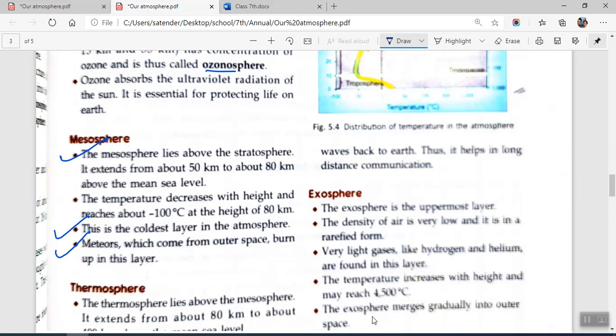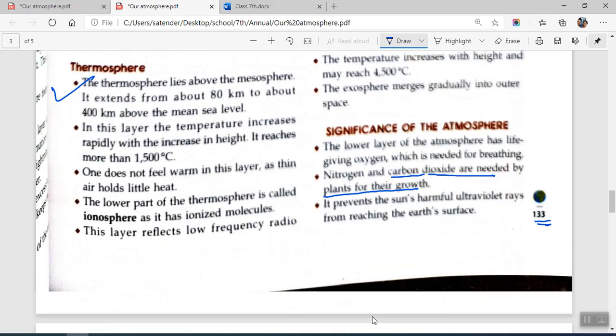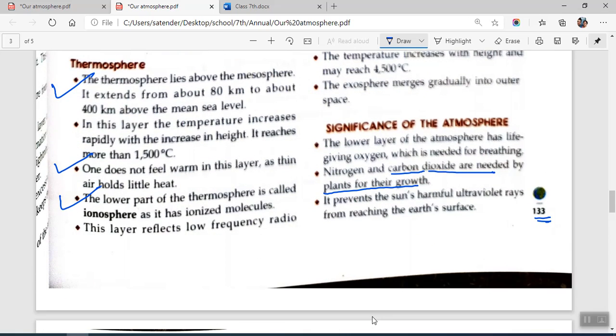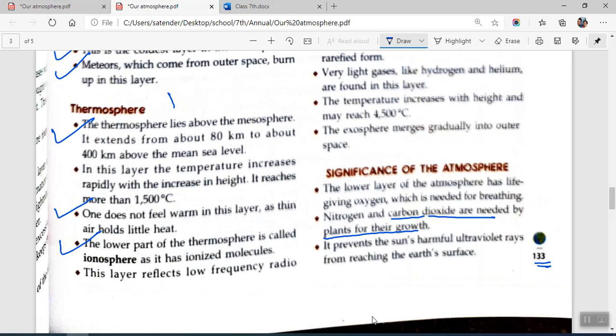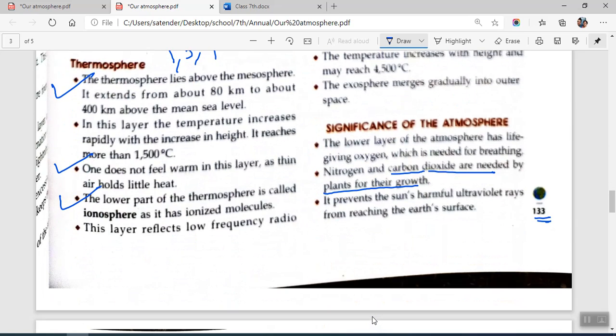Like the earlier ones, we will be drawing a table. In thermosphere, you will be writing the first point, and then you can write this point and this point. So this is your first, third, and fourth. In terms of exosphere, you can write this one, and gradually you can write the first 3 points. First three in case of exosphere, and first, third, and fourth point in case of thermosphere, because these points are smaller in length. Okay, all right.